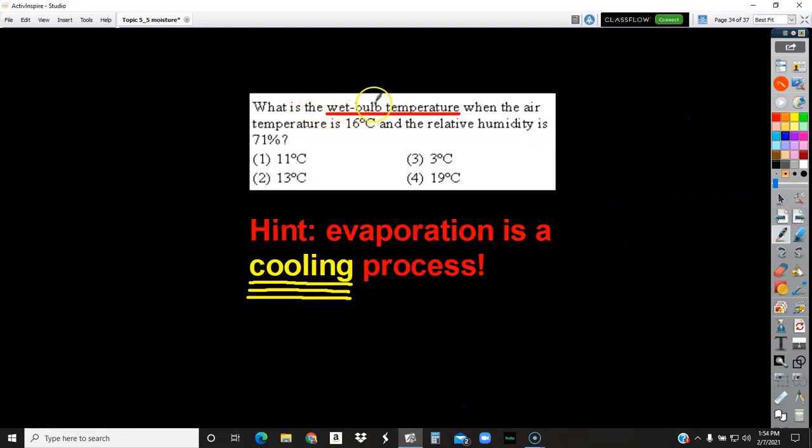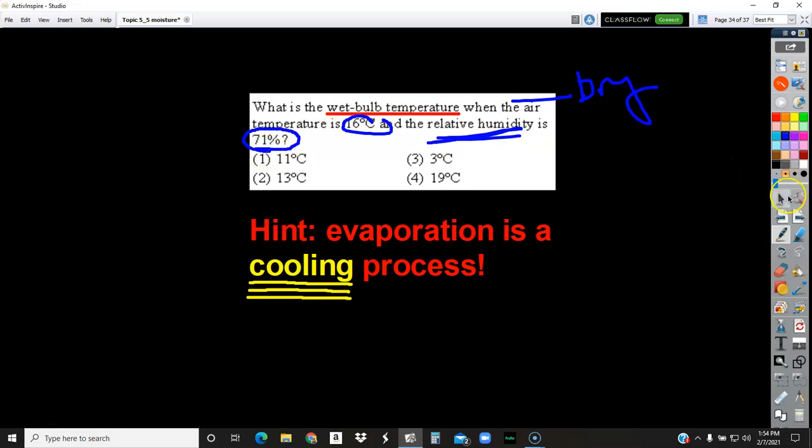What is the wet bulb temperature if the air temp, now remember, air temp is dry bulb. So I know the dry bulb's 16, and they're telling me the humidity is 71%. So again, working a little bit backwards. I'm going to go to the humidity chart. I know the dry bulb's 16 and the humidity is 71%. I've got to find the difference.